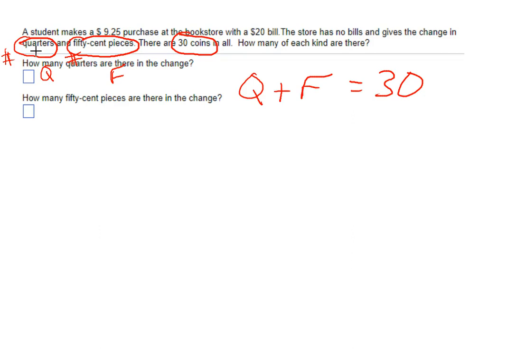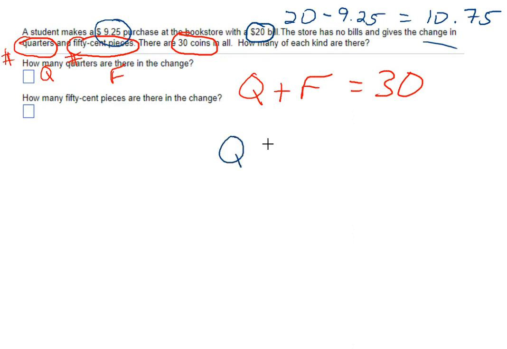The other equation is going to come from the value of those coins. There was a $9.25 purchase paid for with a $20 bill. So the change, we're talking about the change here, is going to be the $20 that was paid minus the bill, which is $9.25. And that means the person should be getting back in change $10.75 in quarters and 50-cent pieces. Now, I will sometimes have students on the test that think of it like this. They'll say, well, quarters plus 50-cent pieces has to add up to $10.75.